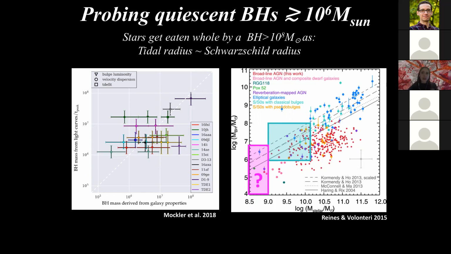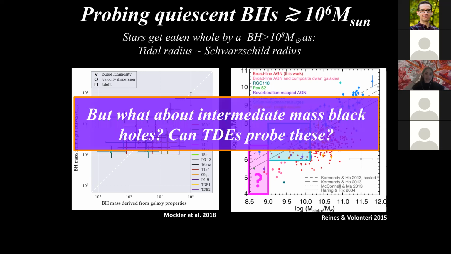And so why is that important? Well, if we start probing this part of the diagram, we can start probing possibly intermediate mass black holes, or black holes with a mass of about 10^4, 10^5 solar masses, using tidal disruption events. And so the question is: can TDEs be used to probe the currently not well-known properties or existence of intermediate mass black holes found in smaller galaxies? We actually think we can do this.